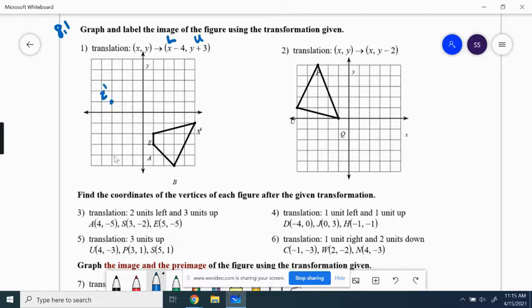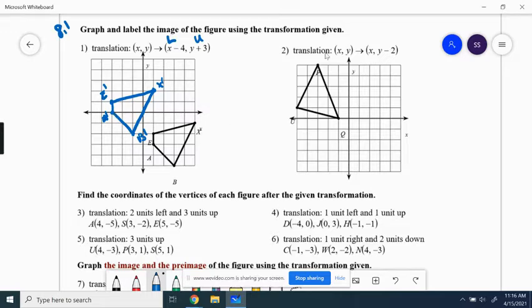All right, and I'm going to do the same thing for A. 1, 2, 3, 4, up 1, 2, 3. And there's A prime. All right, so I'm going to do the same for X and B. 1, 2, 3, 4, 1, 2, 3. There's X prime. And for B, 1, 2, 3, 4, 1, 2, 3. There's B prime. And now if we connect these dots, there's my image that's been moved over. So we slid it back and up, or to the left and then up.